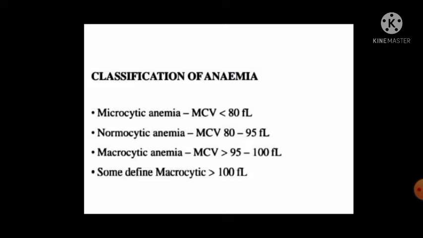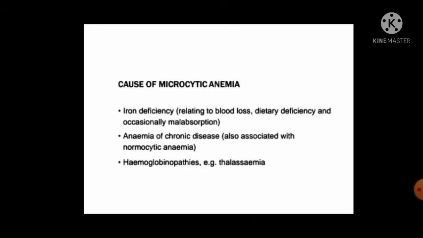Microcytic anemia, where MCV is less than 80 FL. Normocytic anemia, where MCV is 80 to 95 FL. Macrocytic anemia, where MCV is greater than 95 to 100 FL. Some define macrocytic as greater than 100 FL. It is not important for our study.